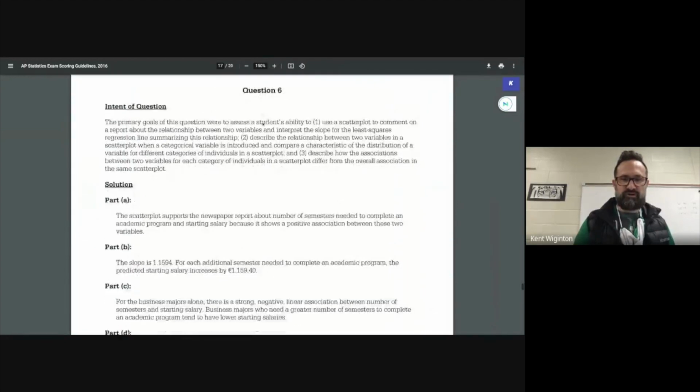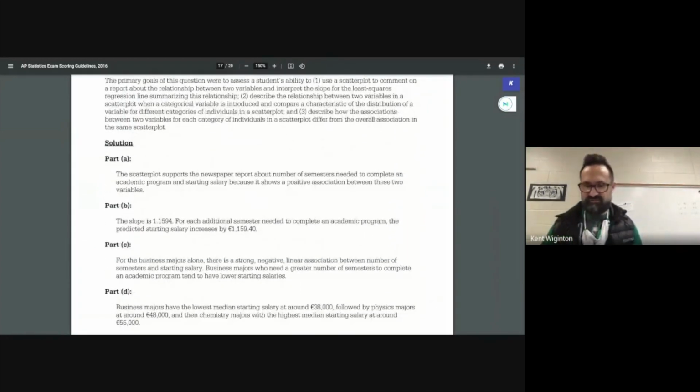The next part talks about identifying the slope of the line and interpreting it in context of the problem. Again, not really a challenge here. What did you say?